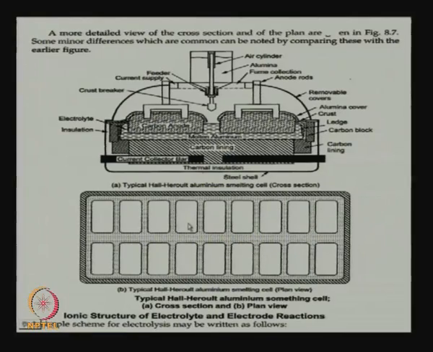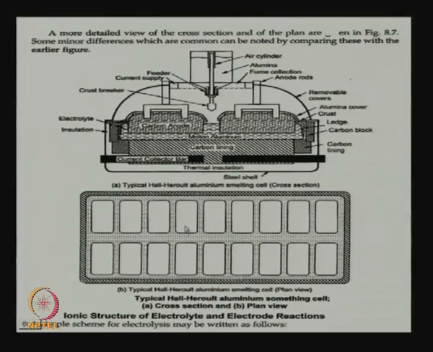Here is a better picture. It shows that no two designs are the same. Don't wonder why one looked different and this one is looking different. You see, there is a cover because the CO2 that comes has to go out in a stream, and there are all kinds of feeding mechanisms, the current supply feeders. There is a crust breaker. If there is a very strong crust which is not allowing gases to escape, this will come and break it so that gases can escape. And there are many other details you can see here.